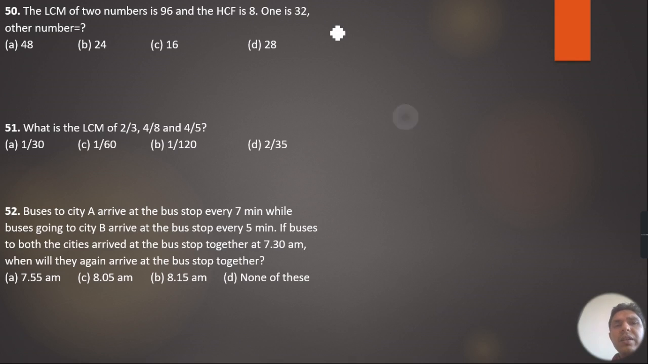Okay, so simple, you can use the formula: LCM multiplied by HCF is equal to the product of the given numbers. The LCM given is 96 and the HCF given is 8. If one number is 32, then the other number, let's take it as x. So we can check, 8 4s are 32, and 4 24s are 96. So students, the answer of this question will be 24, right? Okay, coming to the next question, question number 51.